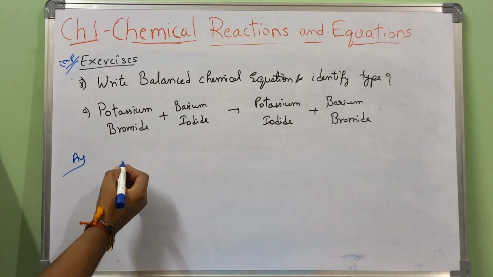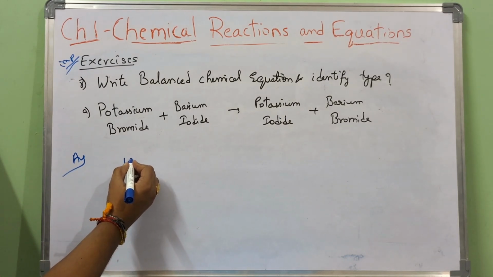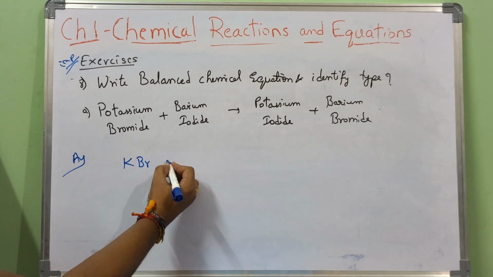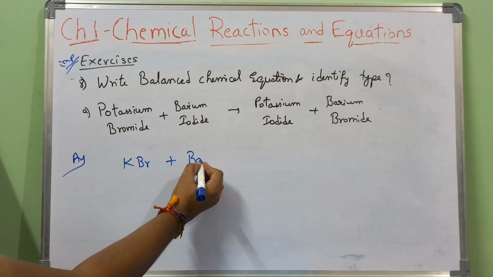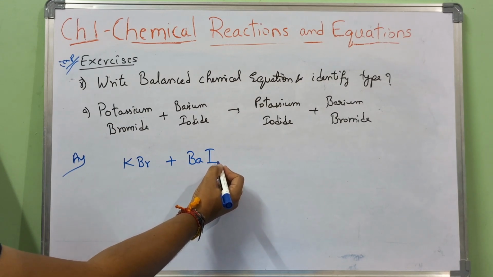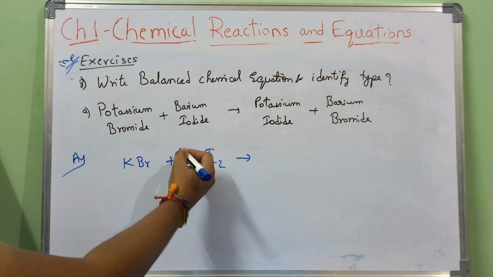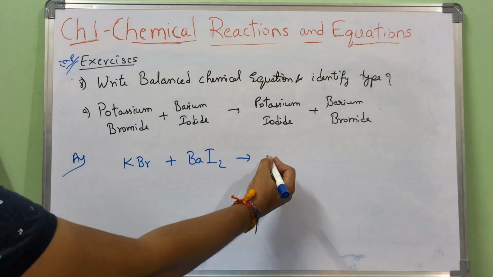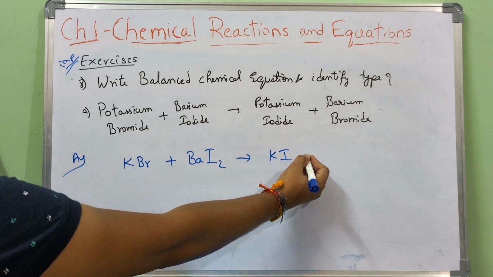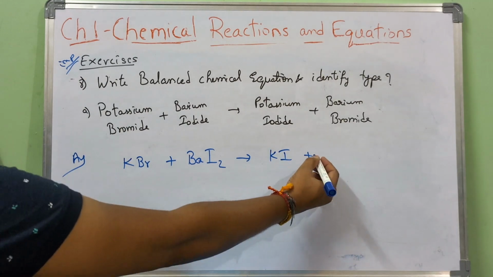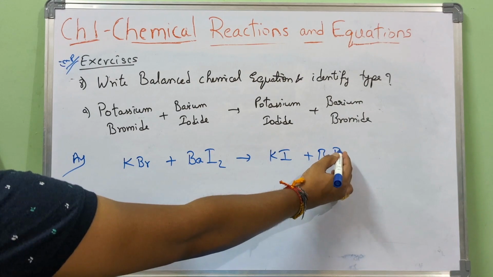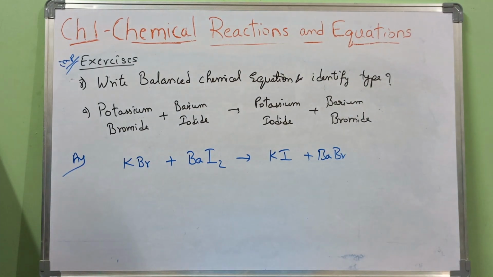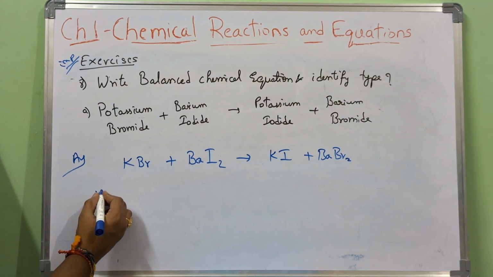Potassium bromide. So what is the formula of potassium bromide? It is KBr, plus barium iodide, BaI2, because barium valency is 2, so the 2 goes with iodine here. Then potassium iodide, which is KI, and barium bromide, which is BaBr2. So let's see whether it is balanced or not and balance it.